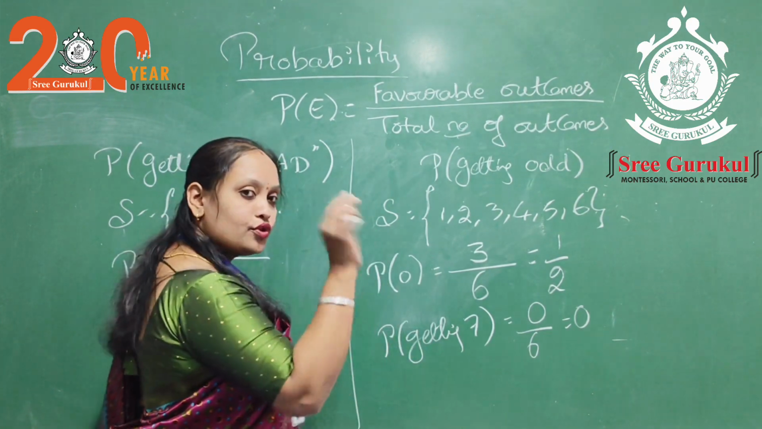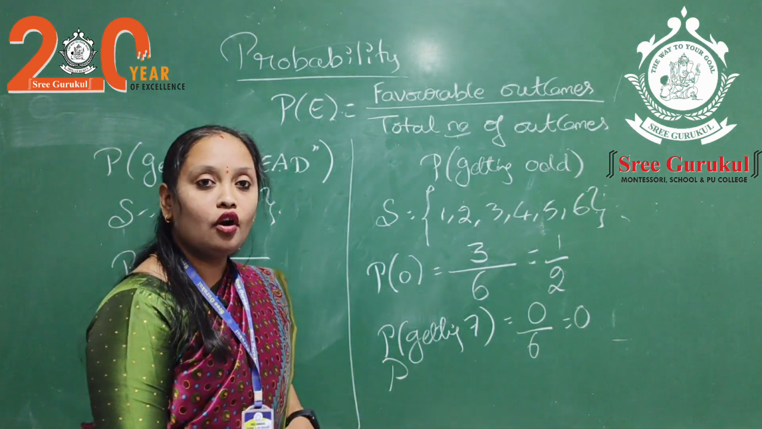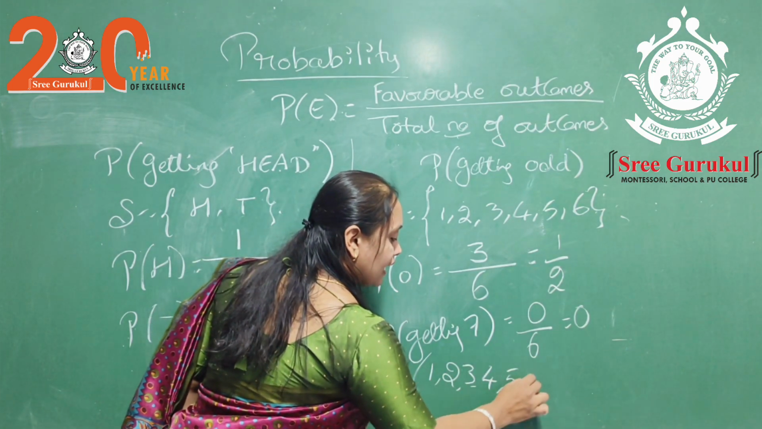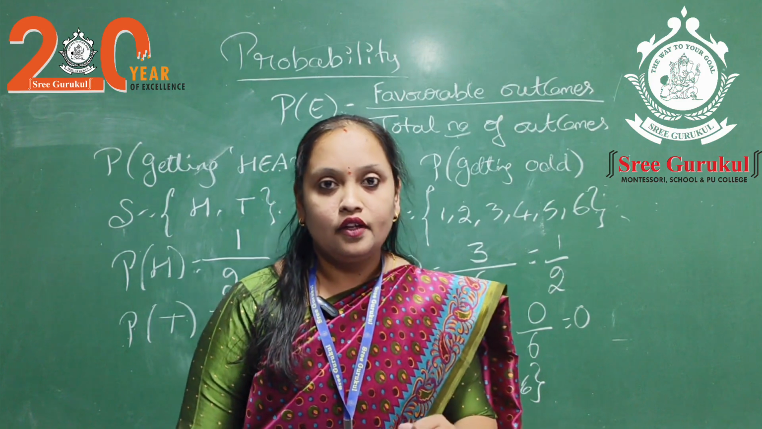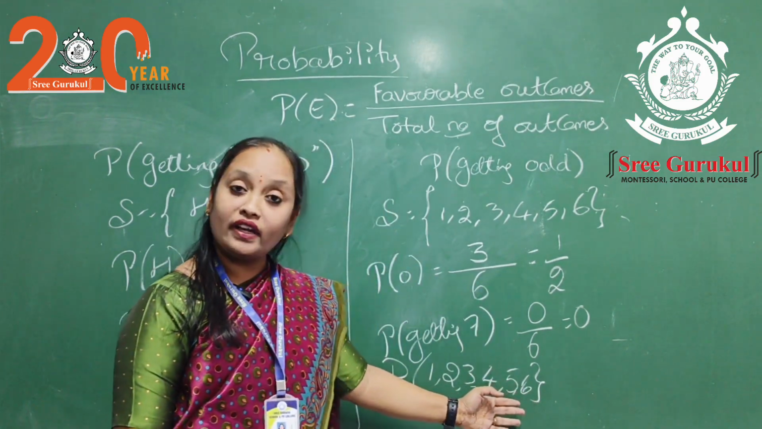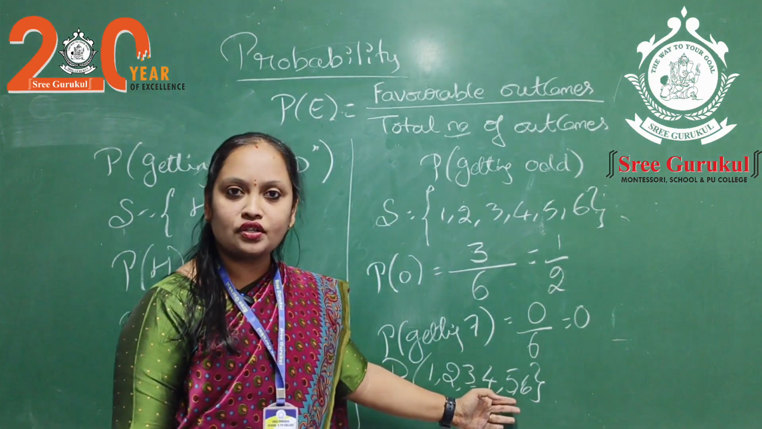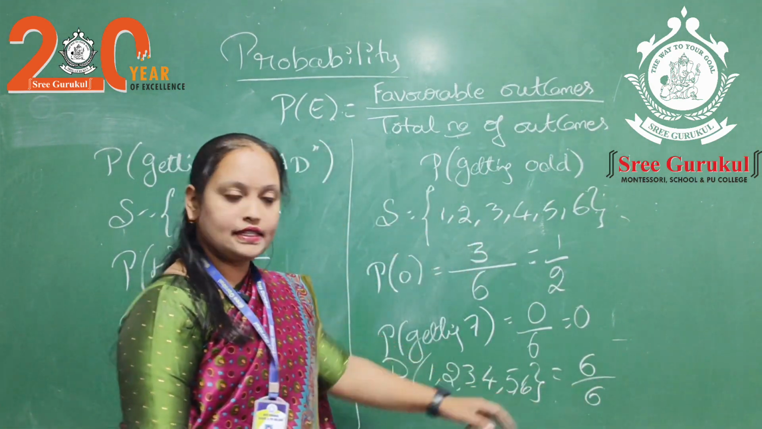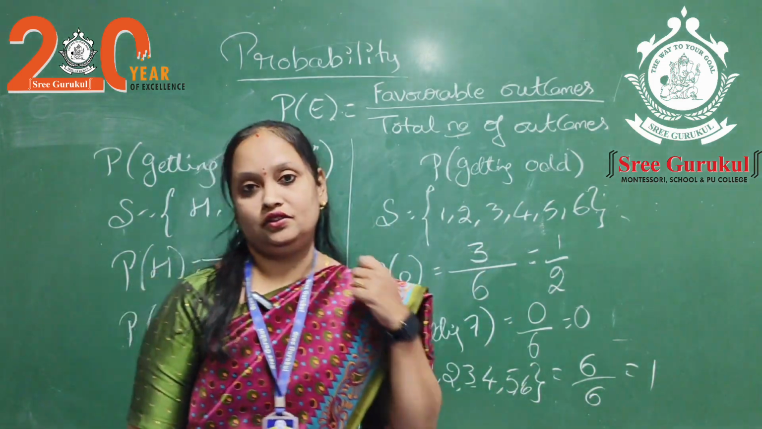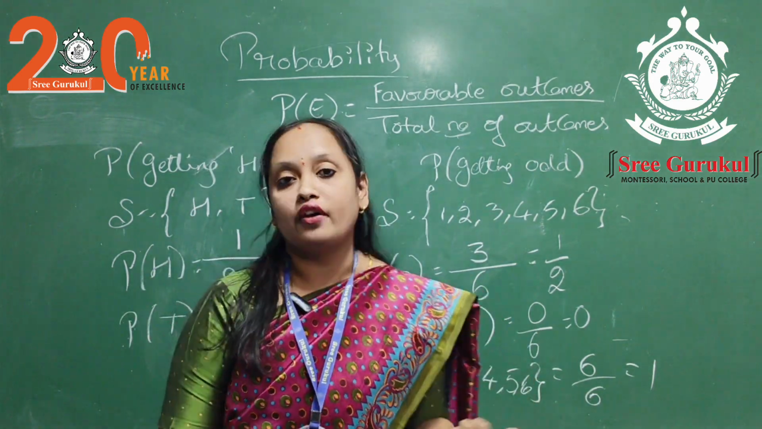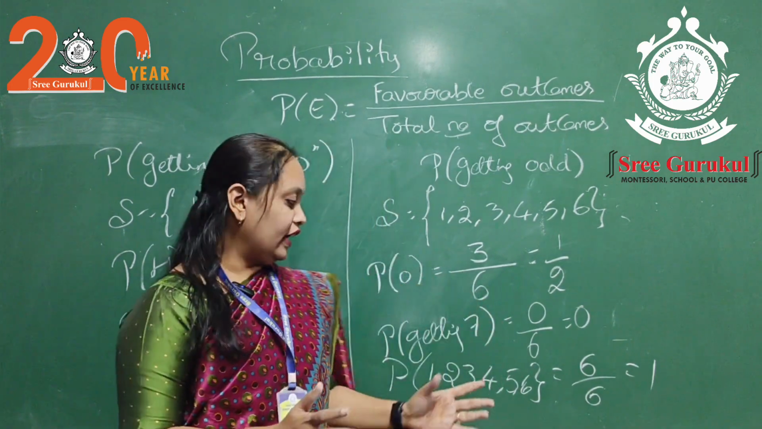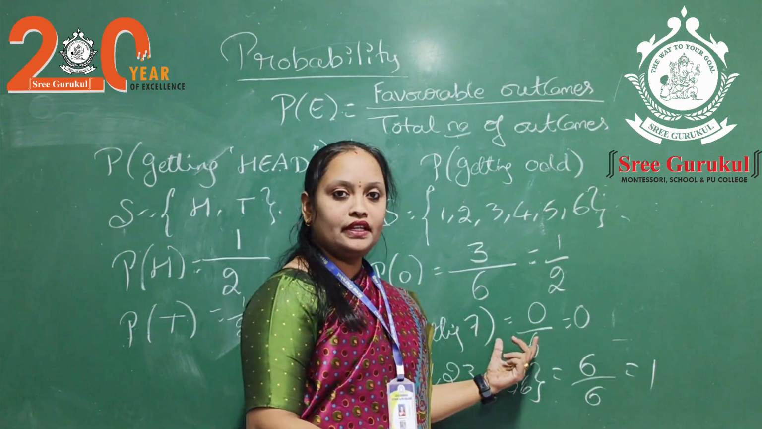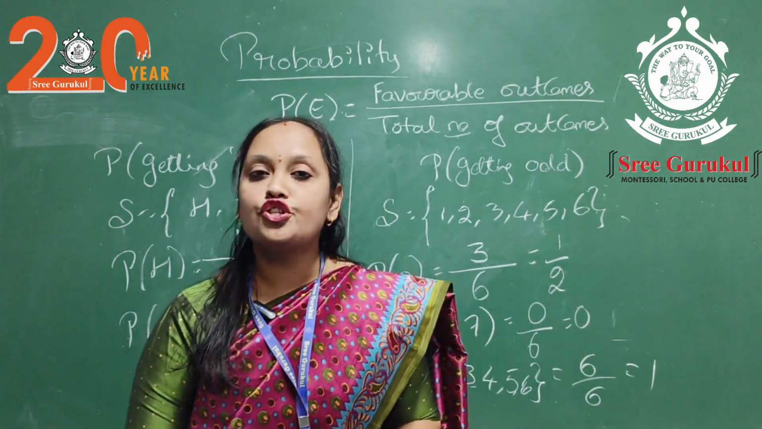And again, if I pose you another question, what is the probability of getting 1, 2, 3, 4, 5 and 6 in throwing a die? Whatever sample points I have, everything has been included in my question. So there are 6 favorable and the total number is also 6. So you get 1. This is called a sure event. For any probability, if you get the answer as 1, we call it a sure event, and if you get 0, we call it an unsure event.